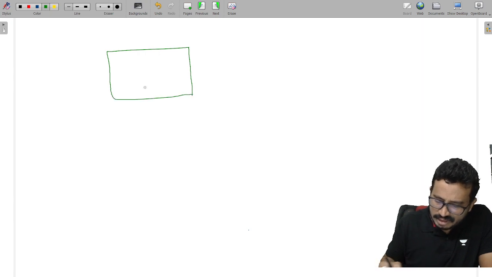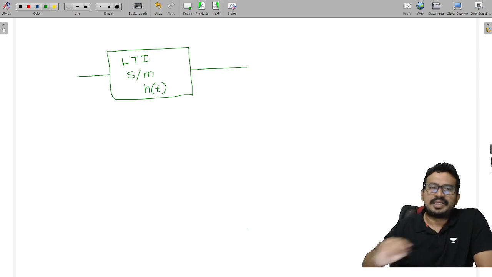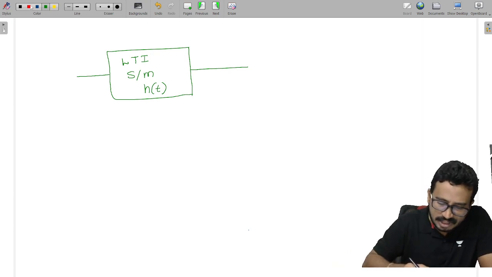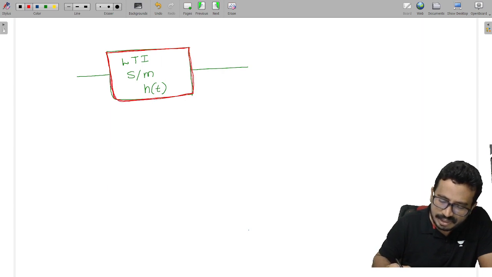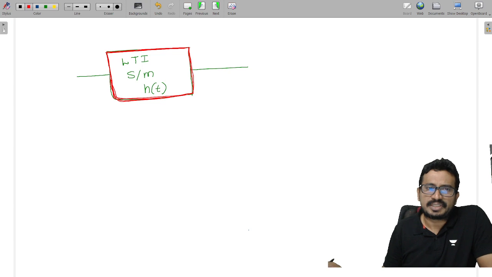Let us consider this is my LTI system, having the impulse response h(t). I want to analyze the nature of this system. We need to analyze whether this system, this box, is stable or not. For this, we are going to see the different cases.